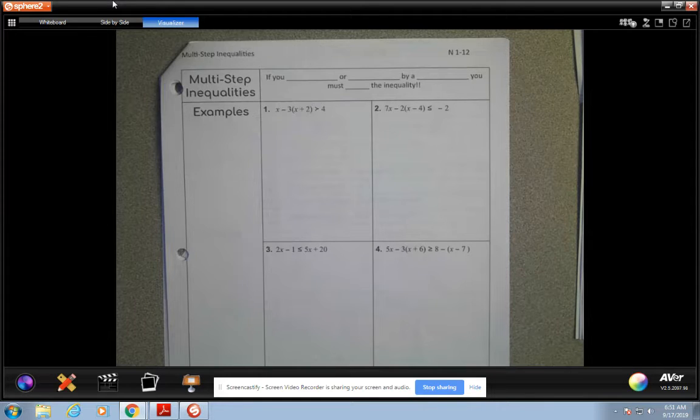So today we're going to solve multi-step inequalities. What's nice about this is we've kind of already done this. We've done inequalities. We've done multi-step equations. So now we're just going to bring the two together.